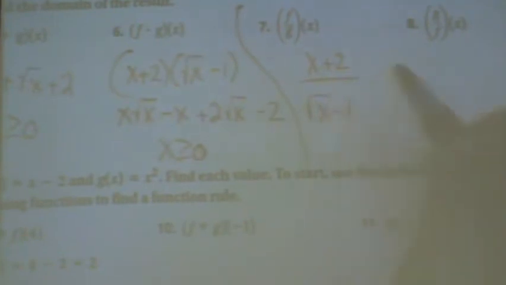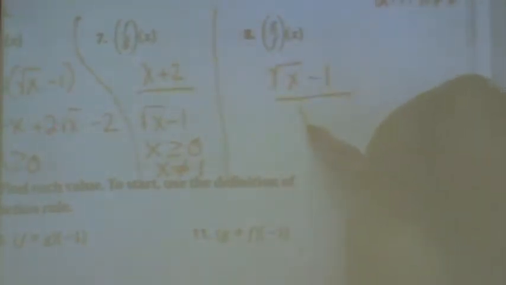For number 7, the division one, you're going to have x plus 2 in the numerator, and then the square root of x minus 1. There's nothing to cancel, but x has to be a number greater than or equal to 0, and it can't be 1, because if it was 1, 1 minus 1 would be 0. So x has to be greater than or equal to 0, and x cannot be 1 for the domain.